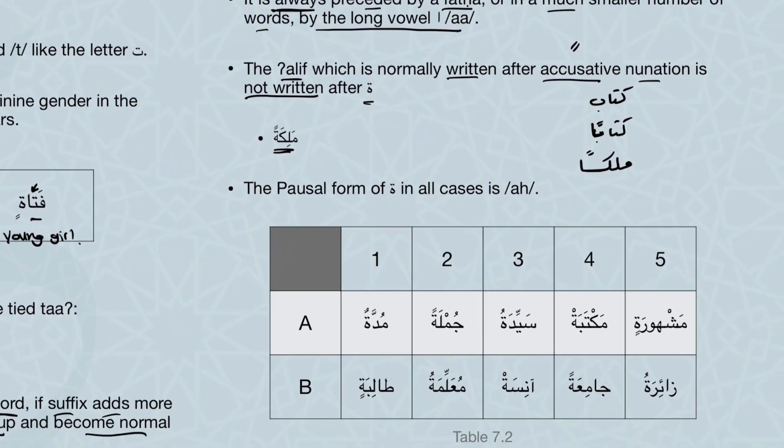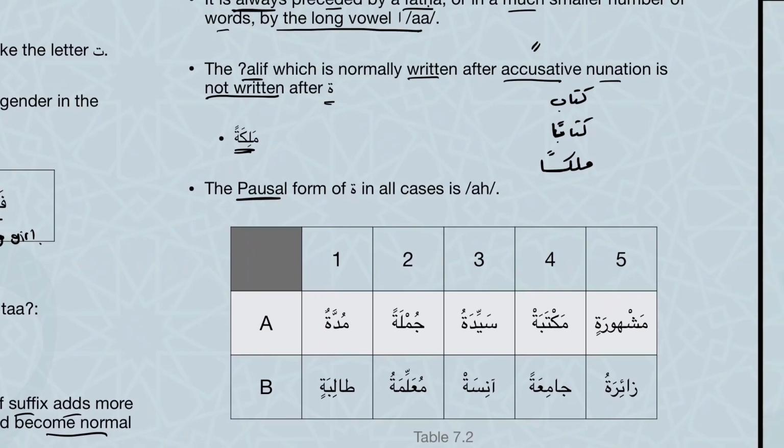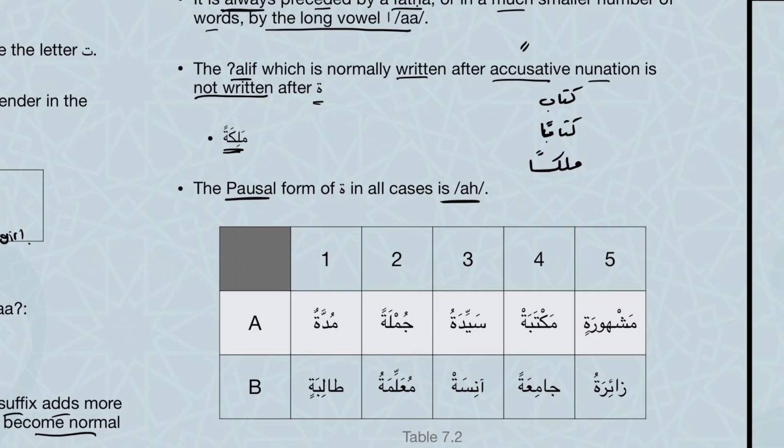Now the pausal form. The pausal form is basically the form or pronunciation of the word where it comes final, at the end of your speech, as if you're stopping after a full stop or a question mark. The sound changes to h basically. So instead of saying malikatan, I would say malika, malika.